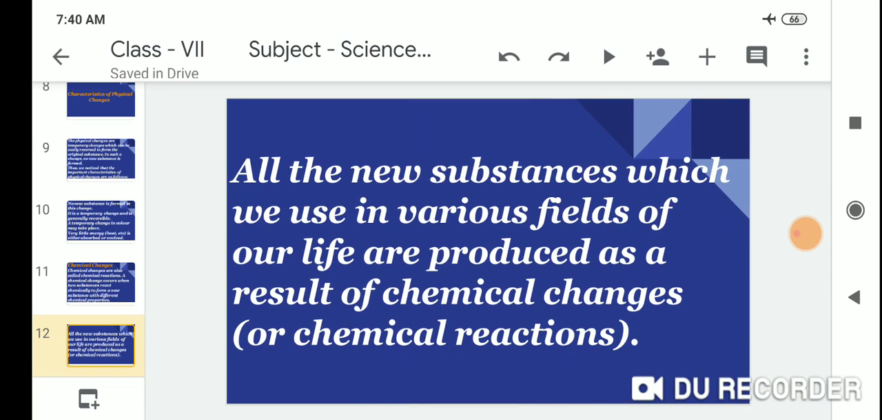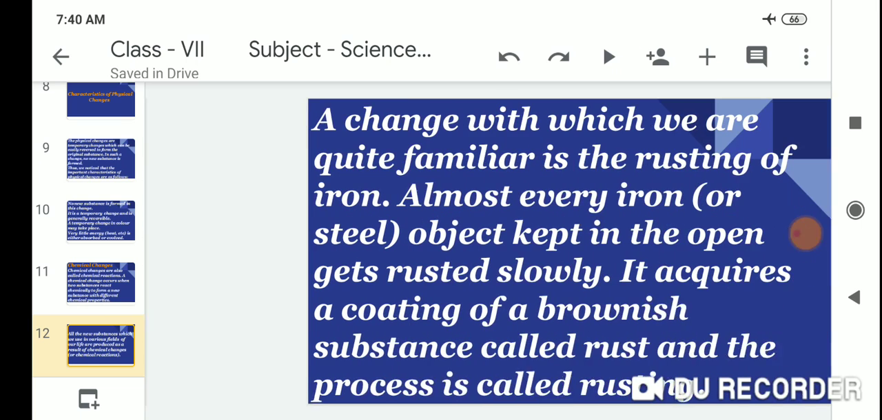All the new substances which we use in various fields of our life are produced as a result of chemical change or chemical reaction.